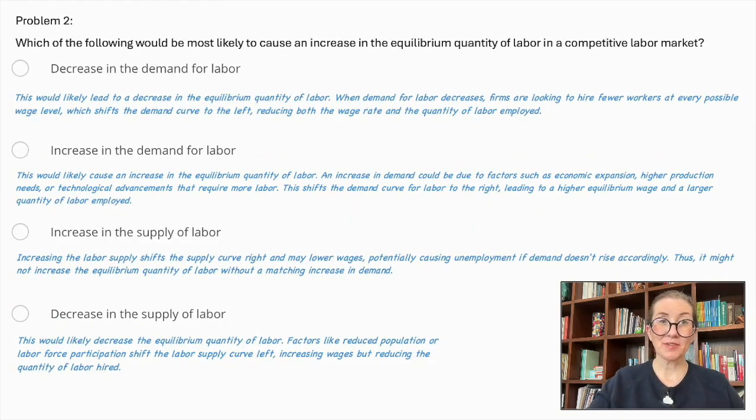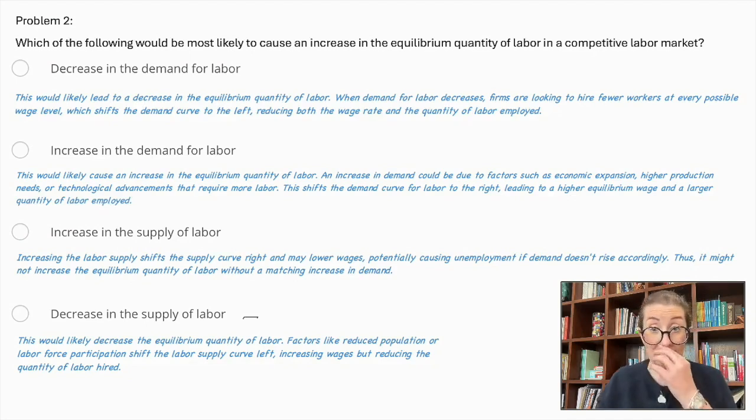Problem number 2. Which of the following would be most likely to cause an increase in the equilibrium quantity of labor in a competitive labor market? Decrease in demand for labor, increase in demand for labor, increase in the supply of labor, or decrease in the supply of labor. Starting here, this would likely lead to a decrease in the equilibrium quantity of labor.